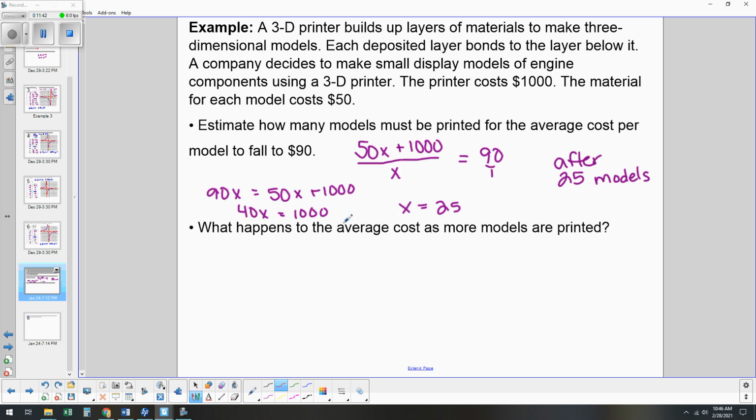So what's going to happen to the average cost as more models are printed, right? It's going to go down. It will lower because that $1,000 is being spread out more evenly among the models. It will lower. And really, we're approaching a horizontal asymptote. So the horizontal asymptote would be 50 over 1. So it will approach, but never go past $50, right? Because that was our horizontal asymptote.